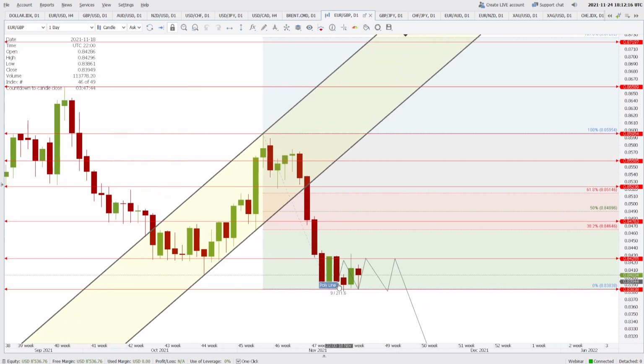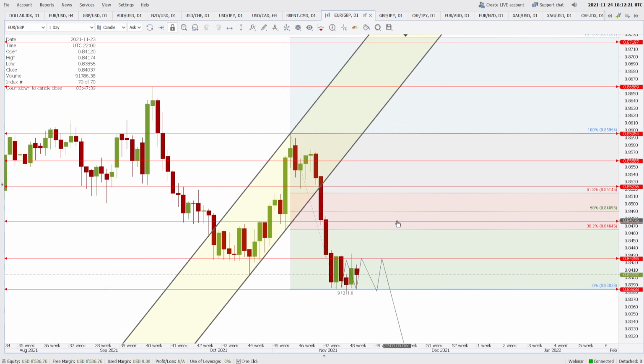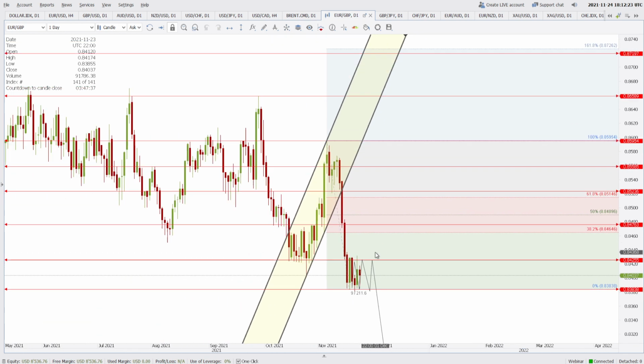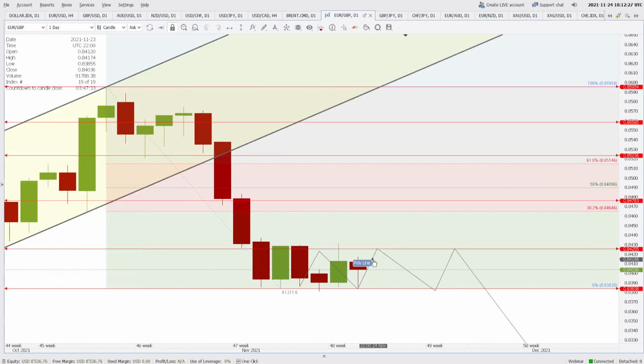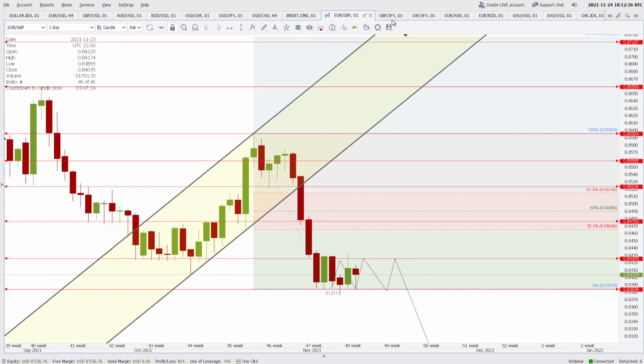Euro GBP is consolidating between 0.8425 and 0.8383. We just need a move lower or higher to confirm which direction it is going. But as of now, it is having a ceiling of 0.8425 and a floor of 0.8383, approximately 50 pips of range where the price is trading right now.